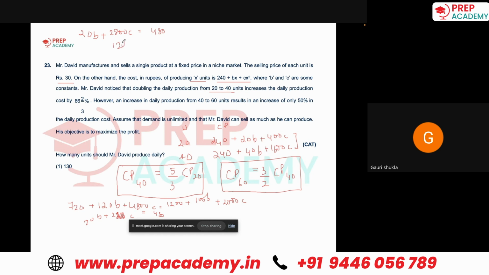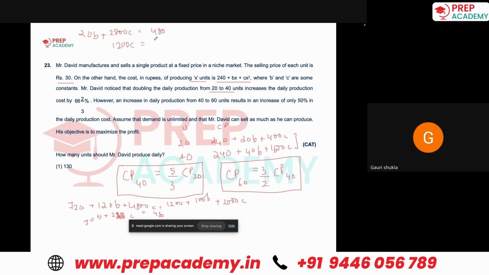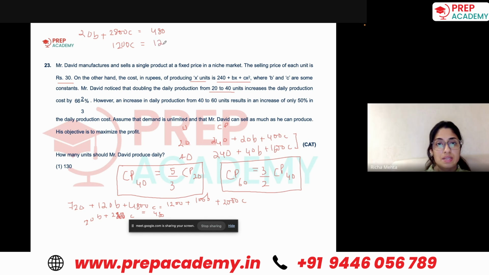So 1200C is equal to 120. B is getting cancelled entirely. Yes. So 1200C is equal to 120, which means C becomes 1 by 10. And if we substitute this C in that first equation where C is 1 by 10, this becomes 480 minus 280, which is 200. So B becomes 10. Do we understand the values of B and C?